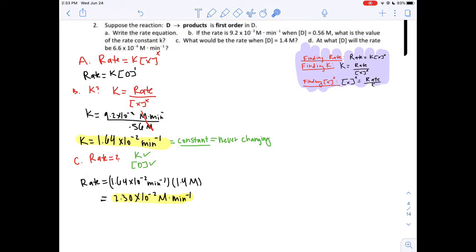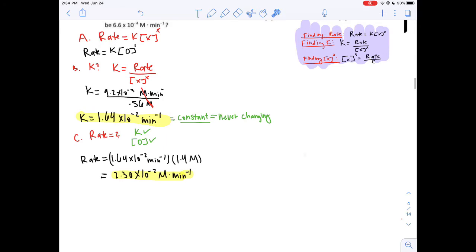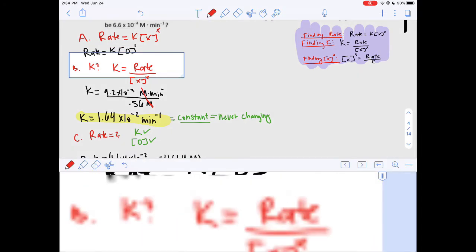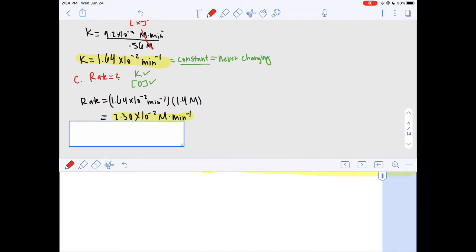Now on to part D. At what concentration of D will the rate be 6.6 times 10 to the negative 4? So you're going to find the concentration of D now, and that's when you use this third equation right here. So let's write out what we already know, what we already have, and what we're already looking for. So we're looking for the concentration of D.